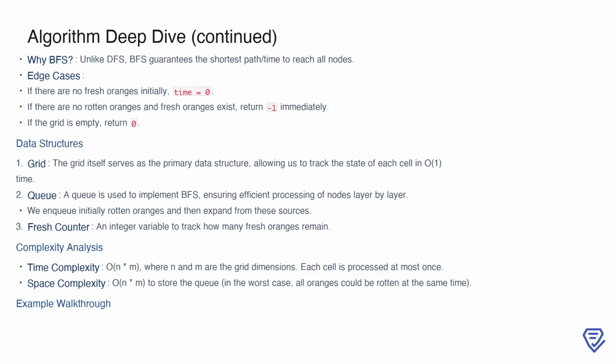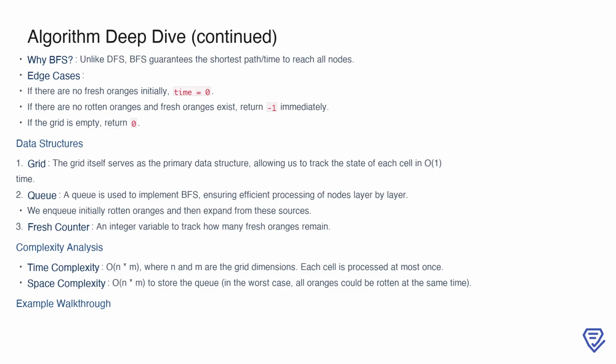If there are no fresh oranges in the grid initially, the time required is simply 0 since no rotting is necessary. If there are fresh oranges but no rotten ones to start the process, we immediately return -1 because it's impossible to rot all oranges. In the case of an empty grid, we also return 0.